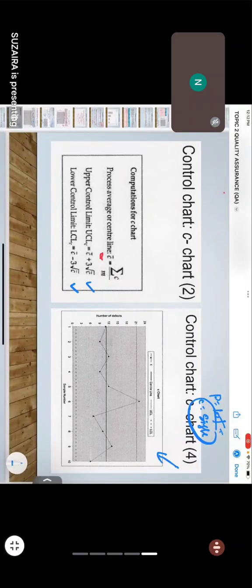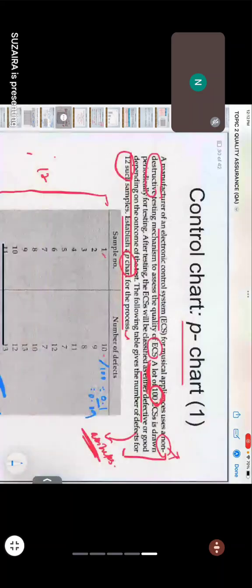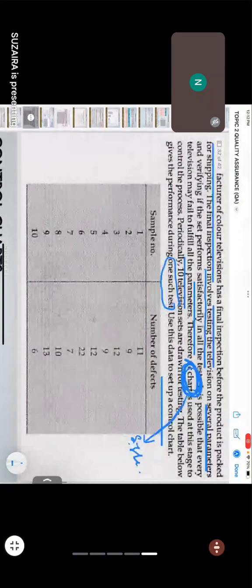All right, now what we need to do, first of all, this is the chart. But I just want to show you how to calculate, how to find the C bar, UCL, and also LCL. Okay, first of all, we have the C bar. The C bar, this one you need to remember: sum of C divided by M. So this time, the sum of C is what? We have from number 1 to 10. So we have to sum all of this, 11 plus 9 plus 12 up until 6.